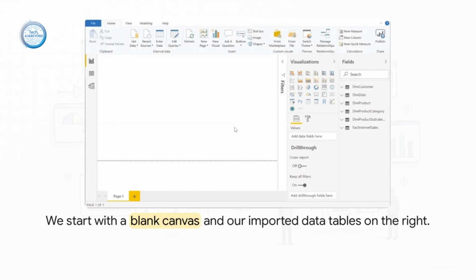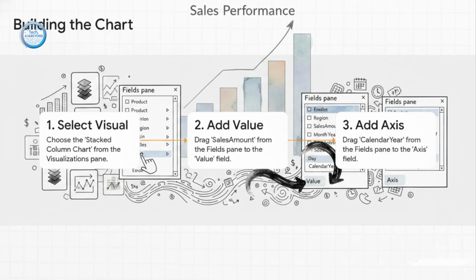It's pretty intuitive. We've got our big blank canvas in the middle, our palette of different charts and graphs over here in the visualizations pane, and on the far right, we have all of our data tables perfectly modeled and ready to go. And now, watch how fast this all comes together.